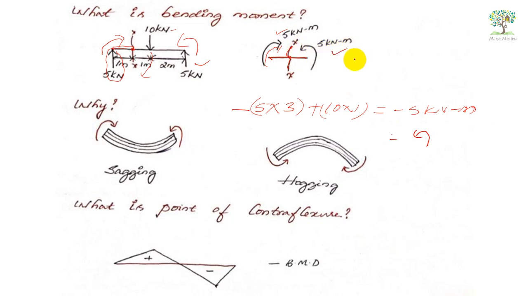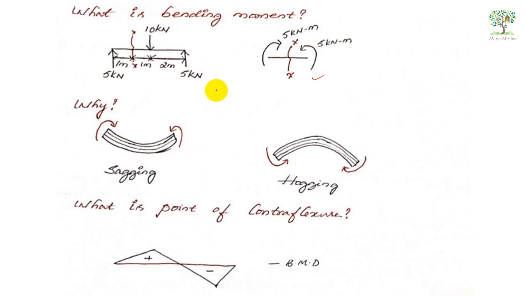So here you can see at the section XX, the left side of the section is creating a clockwise moment, the right side of the section is creating an anti-clockwise moment. Finally what will it create? It will try to bend this section like this. That means this is called as what? A sagging bending moment. Right. So hope you have understood. You can calculate the bending moment either from the left side or the right side. Both will give you the same result. This is called as what? A bending moment.